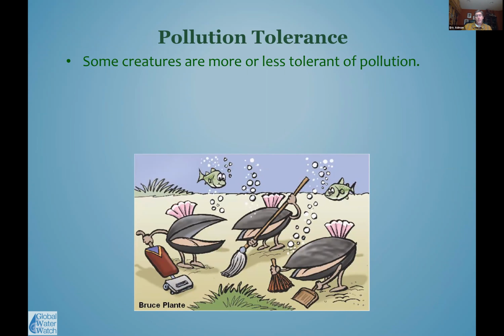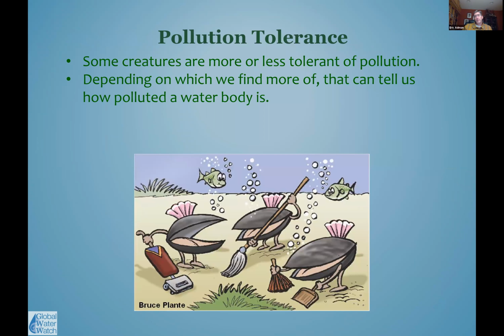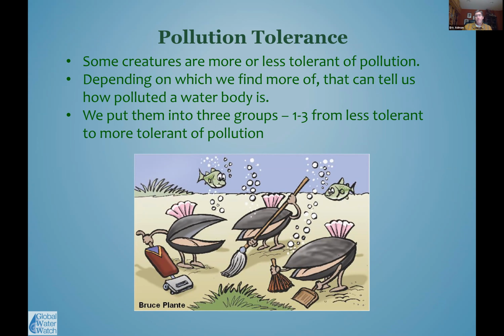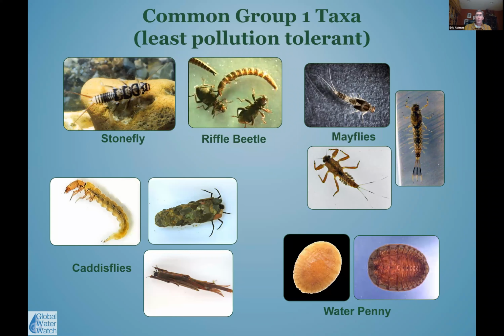I mentioned that they're more or less tolerant of pollution. And so that's why they're indicators of how polluted a water body is. And for our purposes, we're going to put them into 3 different groups: group 1, group 2, group 3, from the least tolerant to more tolerant of pollution. So group 1 would be these different organisms here. So a stonefly, riffle beetle, mayflies, caddisflies, and water penny.